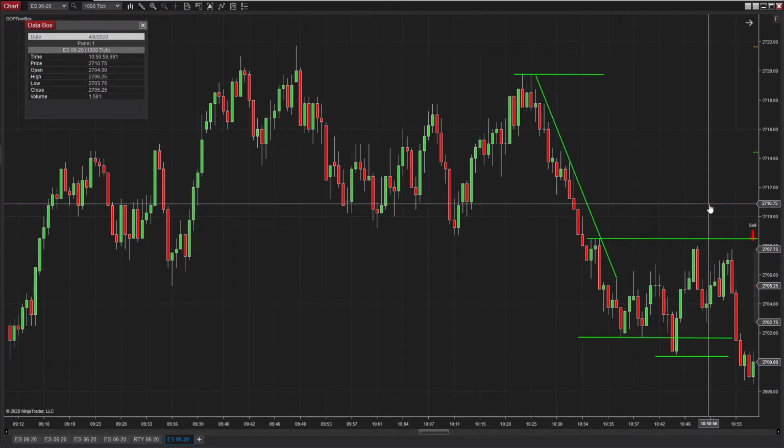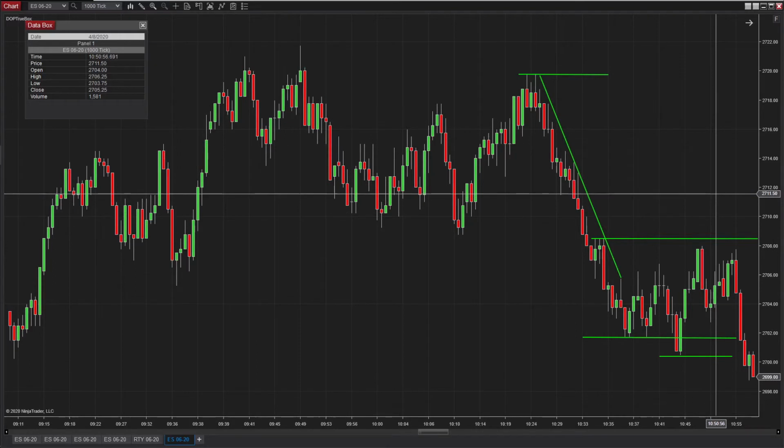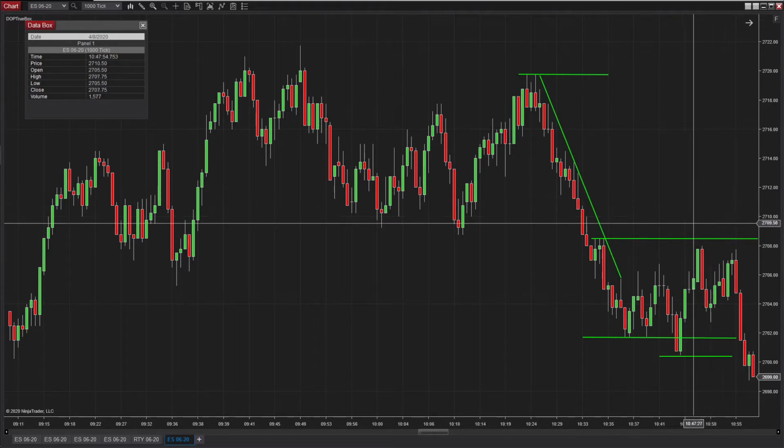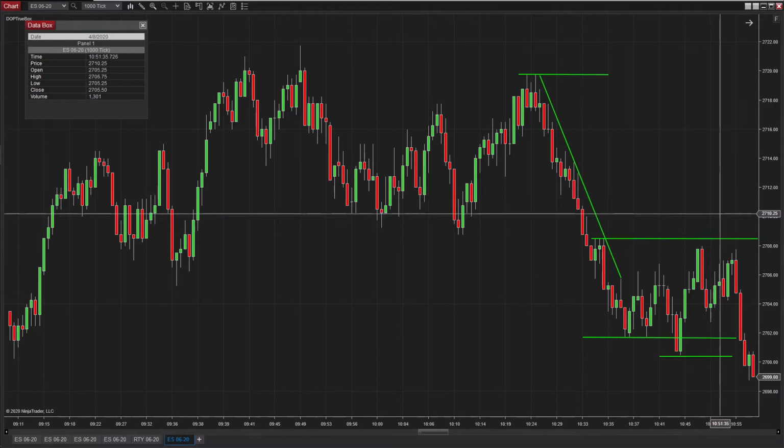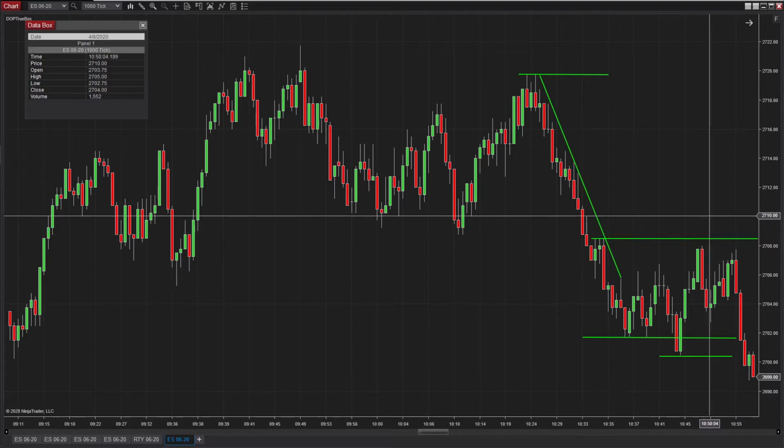I tried to specifically find some places, and we're going to move through here, where the box would have had multiple signals that didn't make big runs. Maybe they only went a few points or a handful of points. So I tried to find some of those, and we'll talk about some of them specifically.